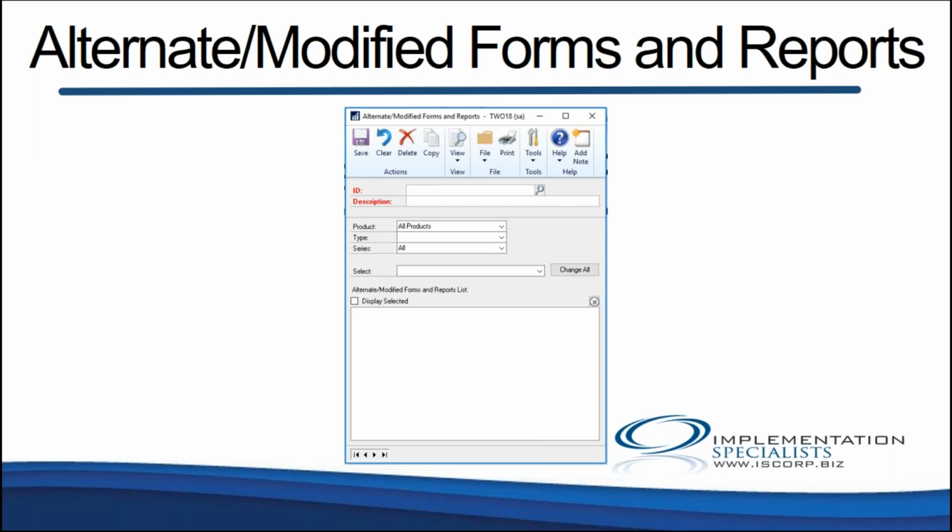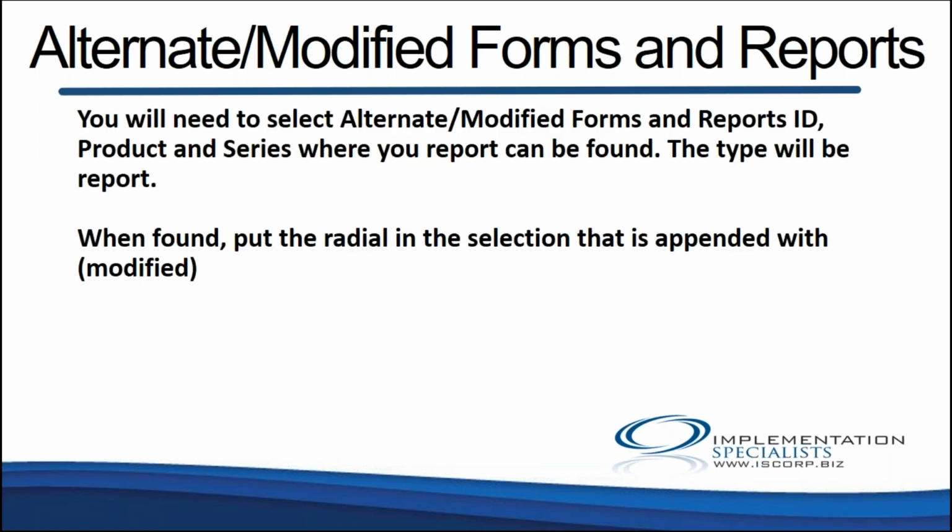And that's just what that window looks like here. Again, this is system administrative work, so you may not be familiar with this window, but this is certainly something we could also assist you with. You'll need to select the alternate modified forms report ID, the product and the series where the report can be found, and the type will be report here. When found, put the radio button on the report that you want to run here.